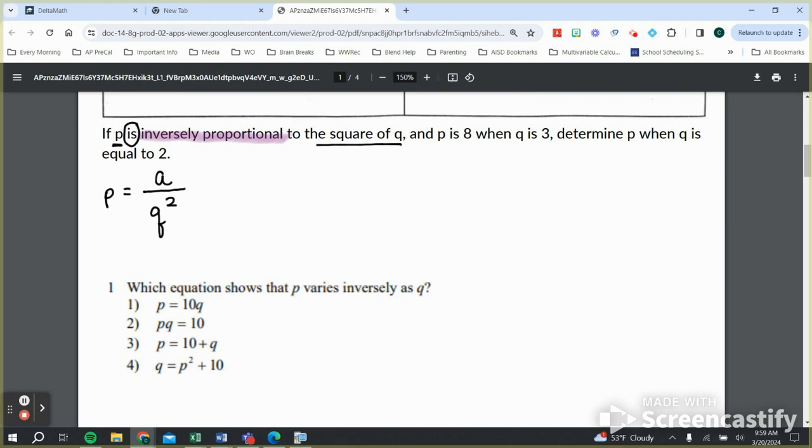Then they tell us that P is equal to 8 when Q is equal to 3. We want to determine P when Q is equal to 2. So we need to figure out that constant of variation. We got to figure out that a value first. So 8 is equal to a divided by 3 squared, because we want to do Q squared. So this is going to be 8 equal to a over 9. So to get the a, we just do 8 times 9, which is 72.